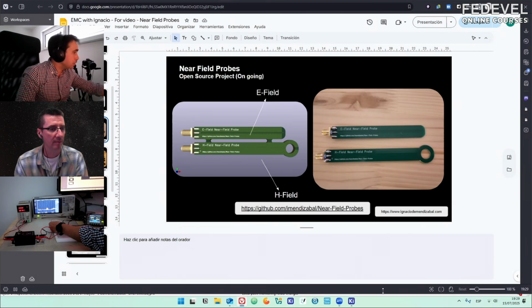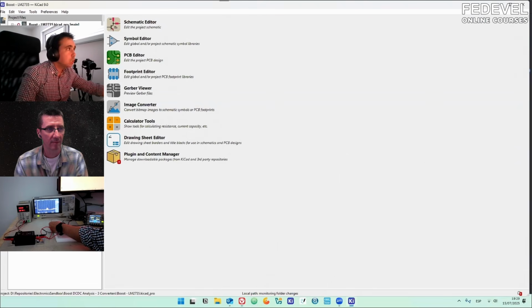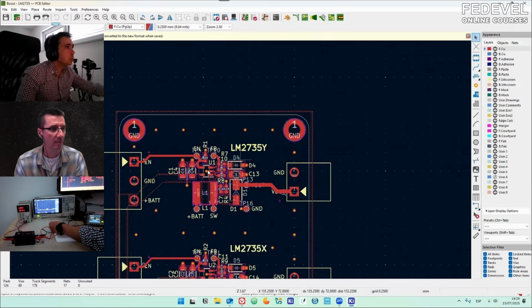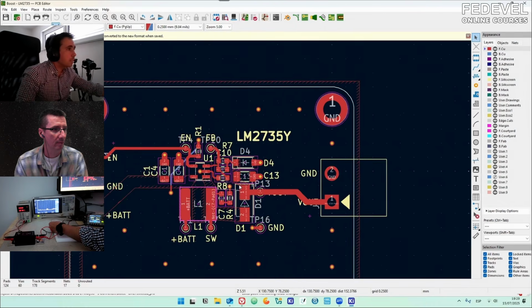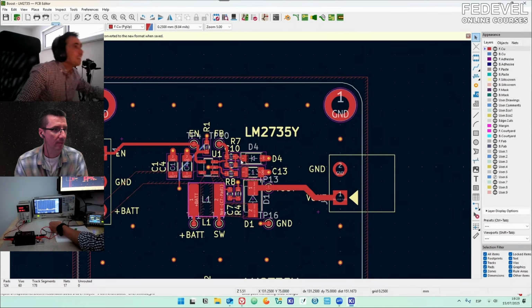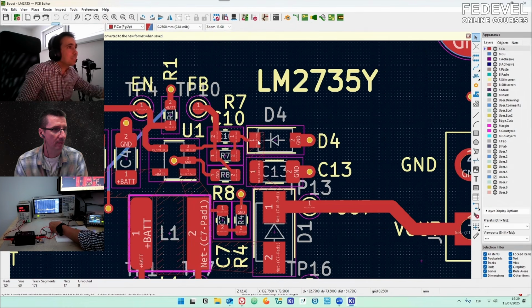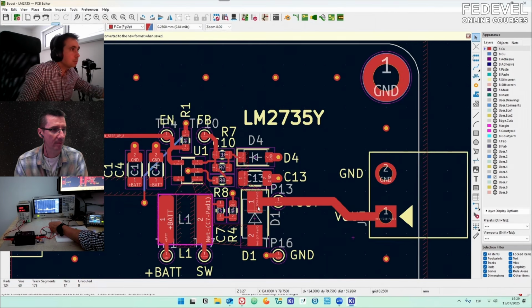Now at this moment that we are measuring, we are detecting some peaks or some values. Let me show you the layout. So the probe is exactly at this point, where this diode is. This diode. If I move here to this capacitor, this is what I am measuring right now.